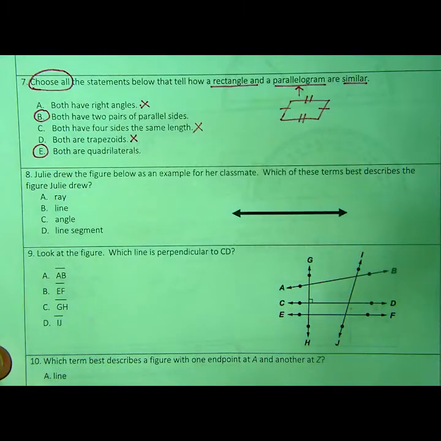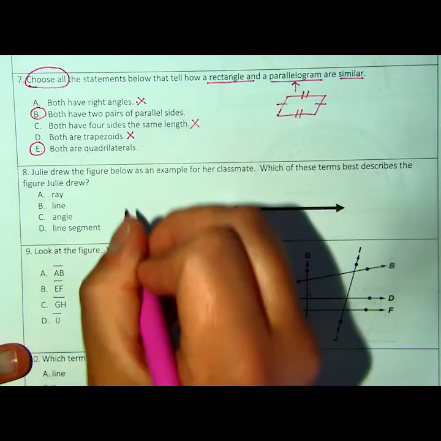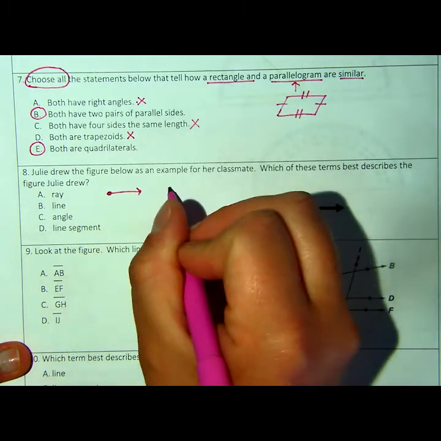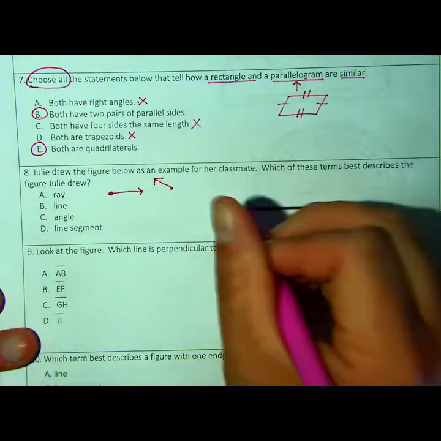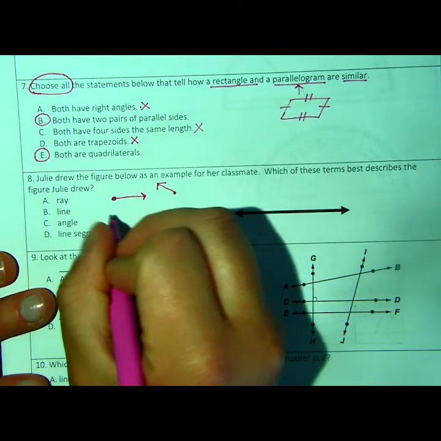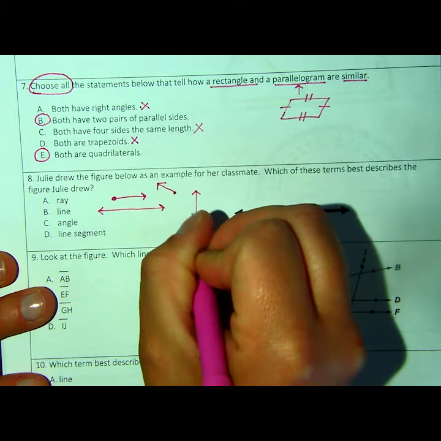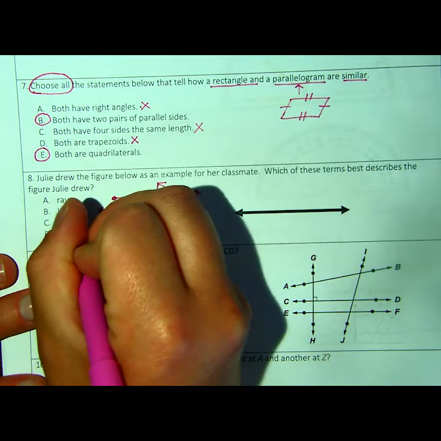Julie drew the figure below as an example for her classmates. Which of these terms best describes the figure Julie drew? So just a quick review. A ray has one endpoint and travels on in any direction forever and ever. This is not a ray. This has 2 arrows, meaning it's traveling in both directions. A line has 2 arrows and travels forever and ever in both directions without stopping. I think that this is a line.